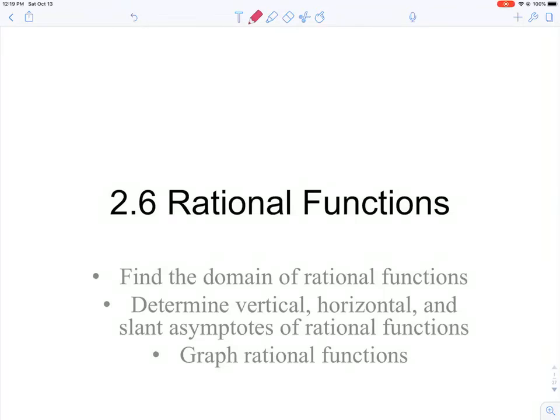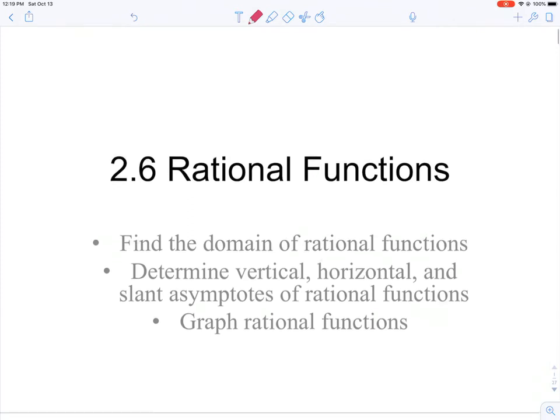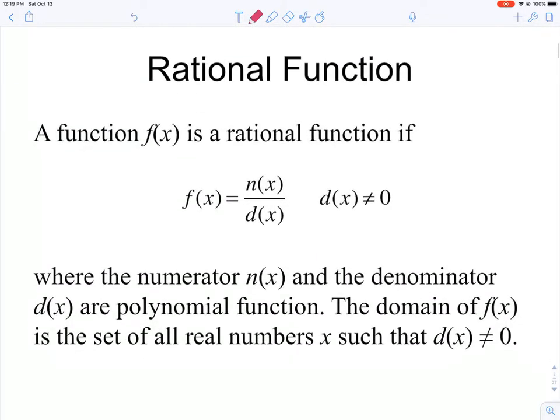Okay, so the very last section of chapter 2 is section 2.6, rational functions. So the rest of chapter 2, we've been talking about polynomial functions. And the reason that rational functions are thrown in with polynomial functions is because the definition of a rational function is that it's the ratio of two polynomial functions. So the numerator is a polynomial function, the denominator is a polynomial function.